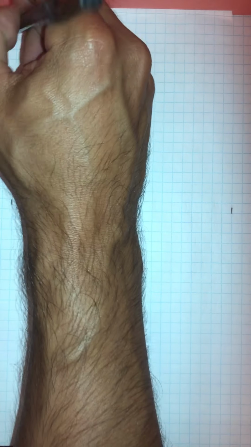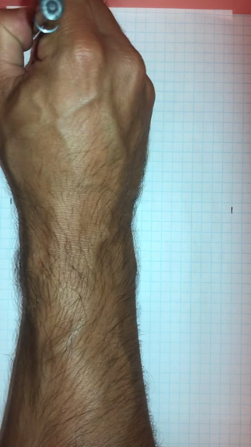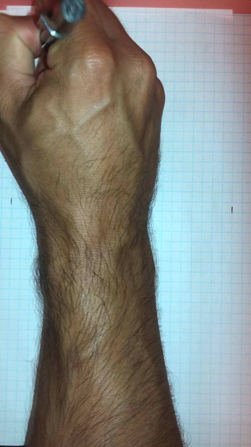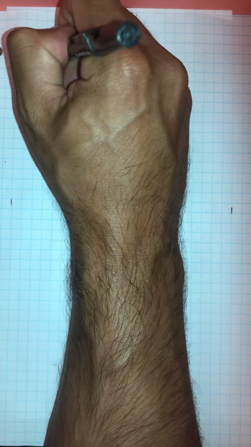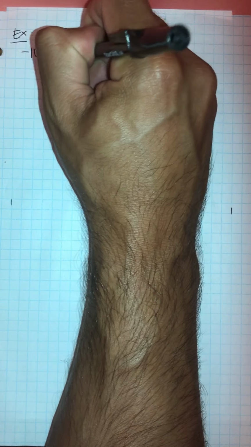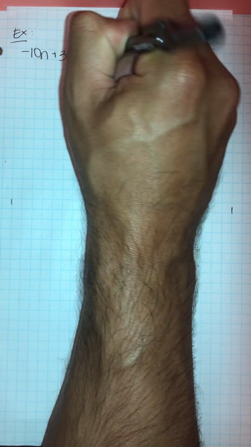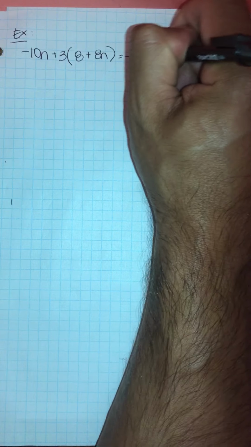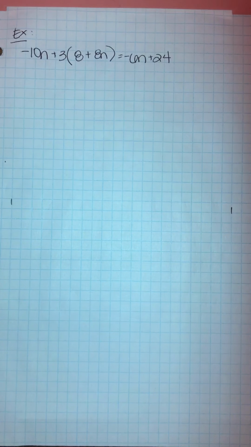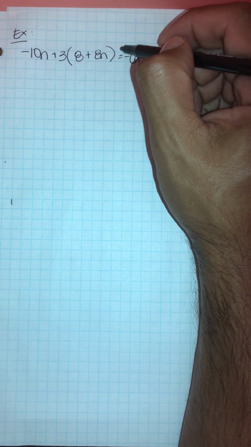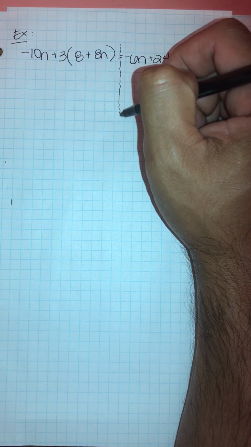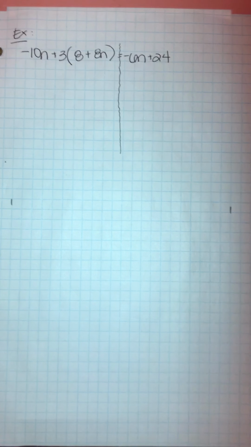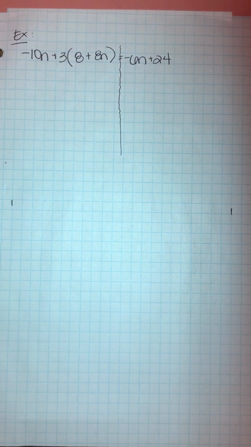The last example, ladies and gentlemen, that we're going to go over for multi-step problems is something along the lines of negative 10n plus 3 parentheses 8 plus 8n equals negative 6n plus 24. Now, per usual, let's draw a little line to separate the left and the right hand side. Just like PEMDAS, we're going to start off with the parentheses.